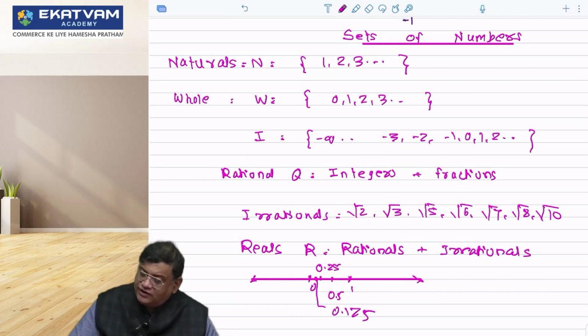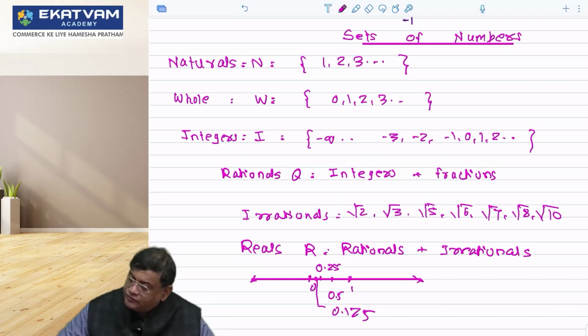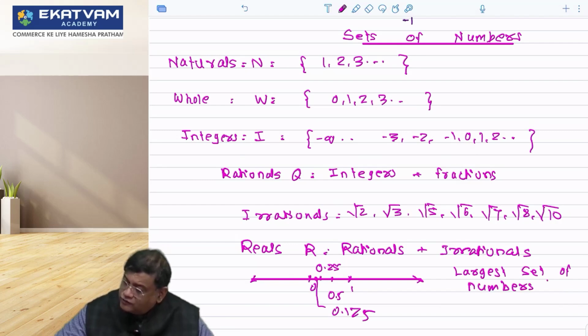This is the set of integers. Then you have rationals, irrationals, and reals, meaning rationals plus irrationals. This is the largest set of numbers. Those exist in reality.